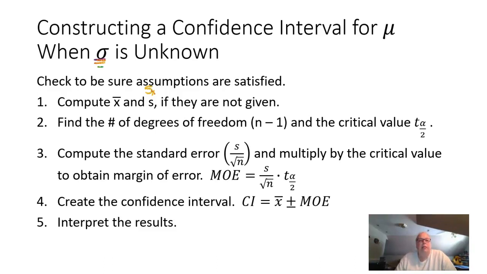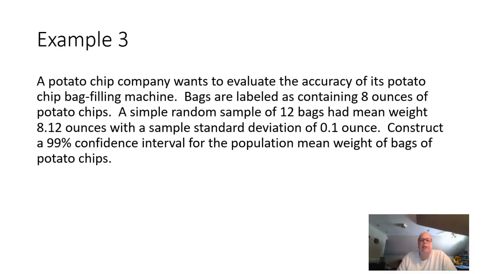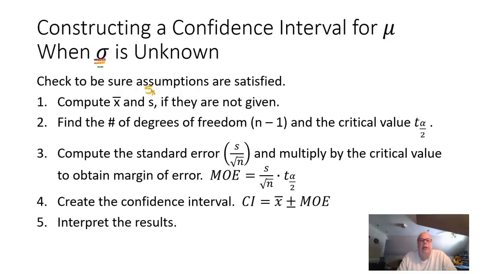All right, with that being said, let's go back to the problem, because they actually did give me the information right here. The mean weight, 8.12 ounces. So I do have my x bar. This is 8.12. And the sample standard deviation, s, they also gave me right here, 0.1. Let's see what we need to do next. Number 2, we want to find the degrees of freedom, which is n minus 1, and the critical value, which is going to come from table A3.